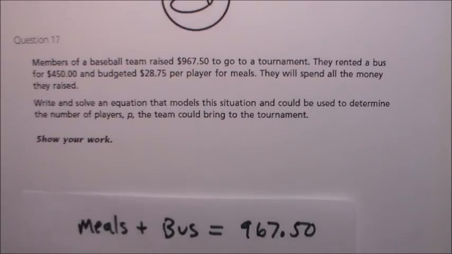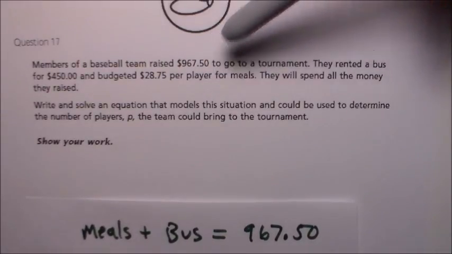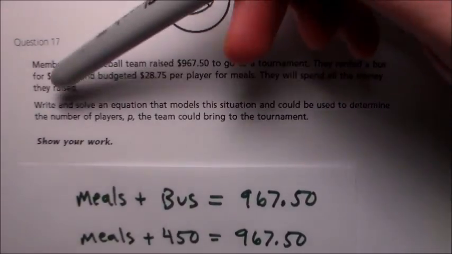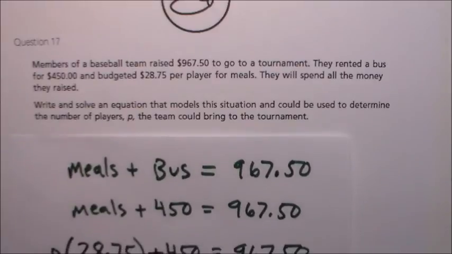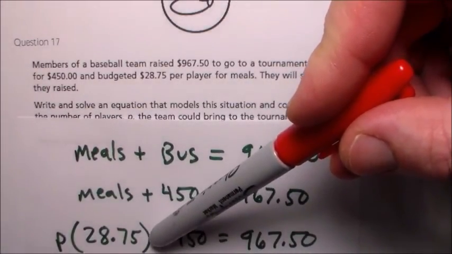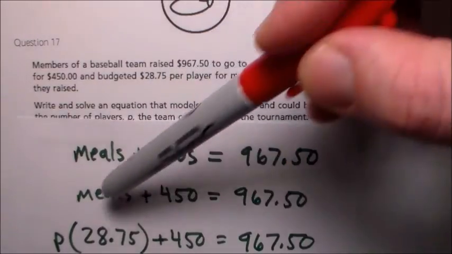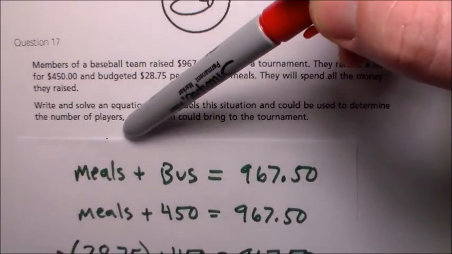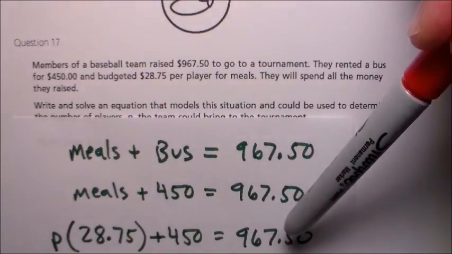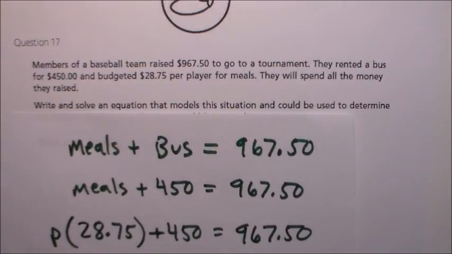Okay, so you have meals plus bus equals $967.50, and you have $450 for the bus because we're told $450 for the bus, and your meals are players times $28.75 because it says $28.75 per player, so player is P. We're told that player is P. P times $28.75 plus $450 equals $967.50. All right, once we're there, we're good to go.